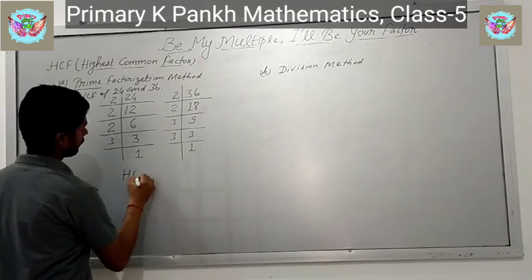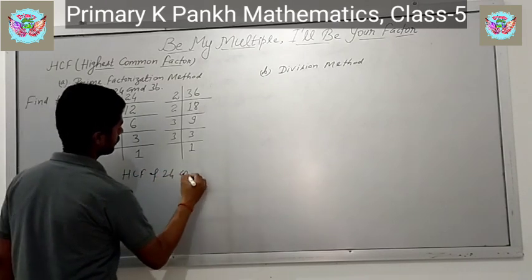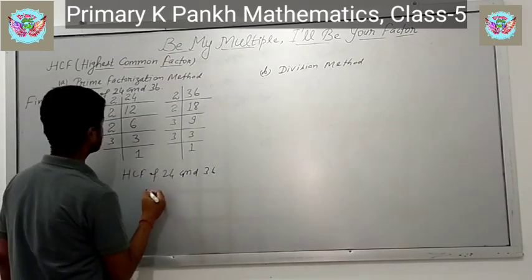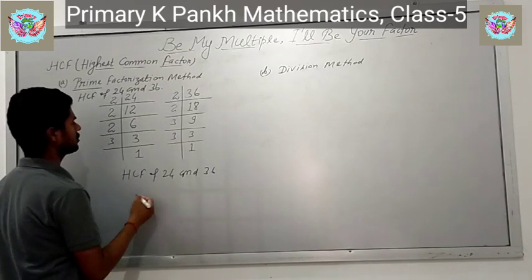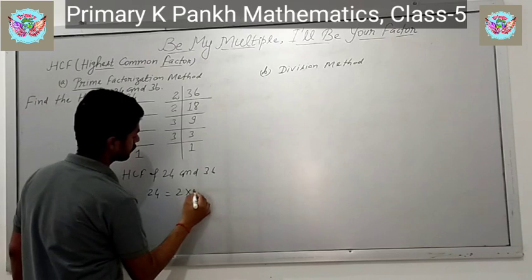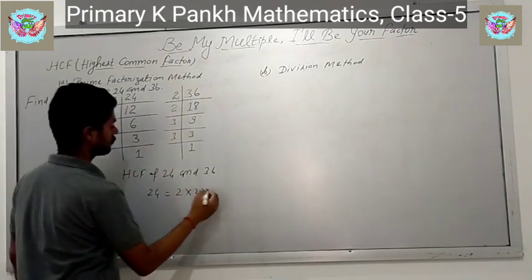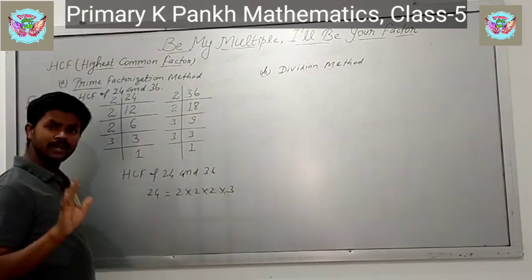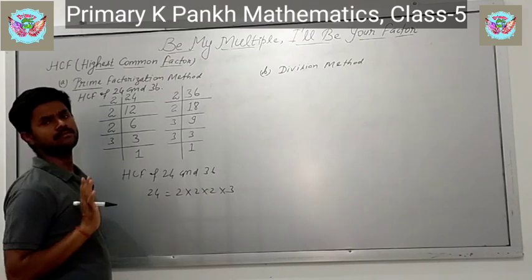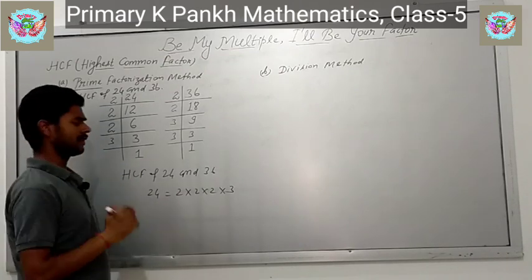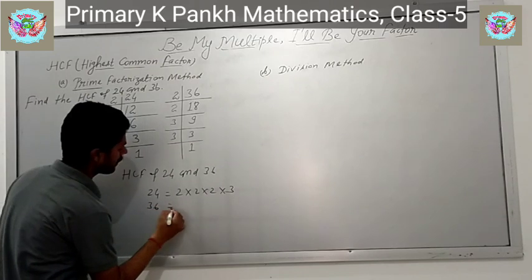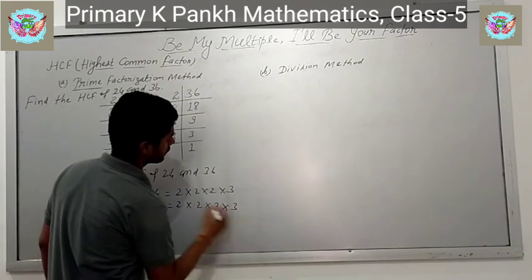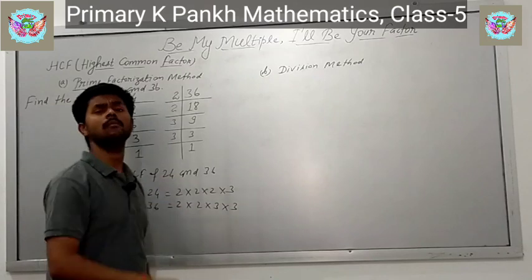For finding the HCF of 24 and 36, we have to write all the prime factors of 24. So 24 is equal to 2 multiply 2 multiply 2 multiply 3. There is no need to write 1, because 1 is not a prime number, so never write 1. After that, write the prime factorization of 36, like 2 multiply 2 multiply 3 multiply 3.